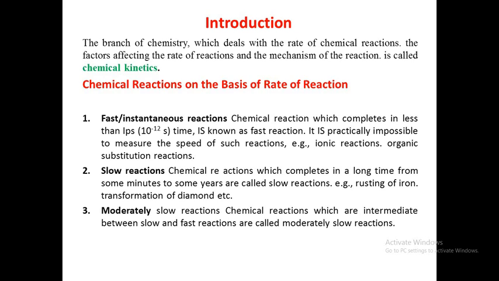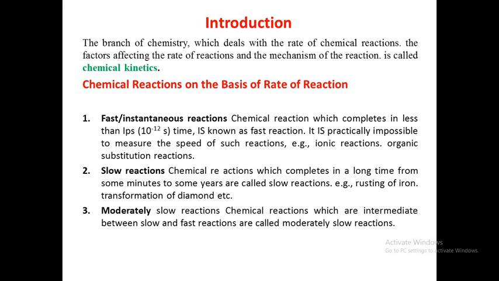So then, before going to study rate of chemical reaction, let us discuss types of some chemical reactions. So there are generally three types of chemical reactions on the basis of their rate. So the first one is fast or instantaneous reactions. So these chemical reactions take place within 10 to the power 12 seconds. Okay, that means these chemical reactions are very fast.